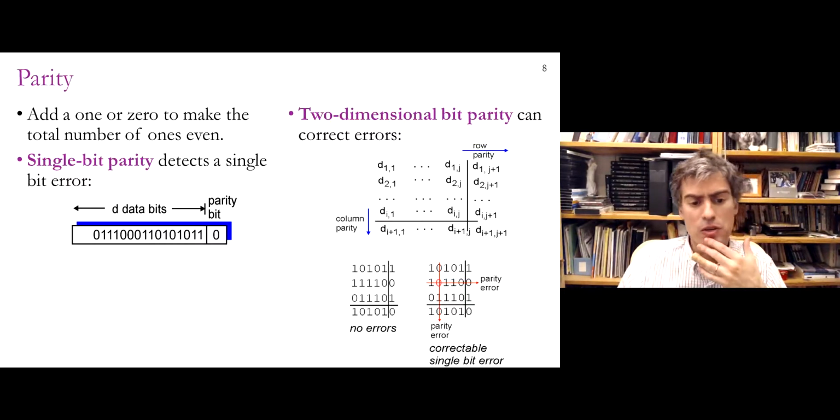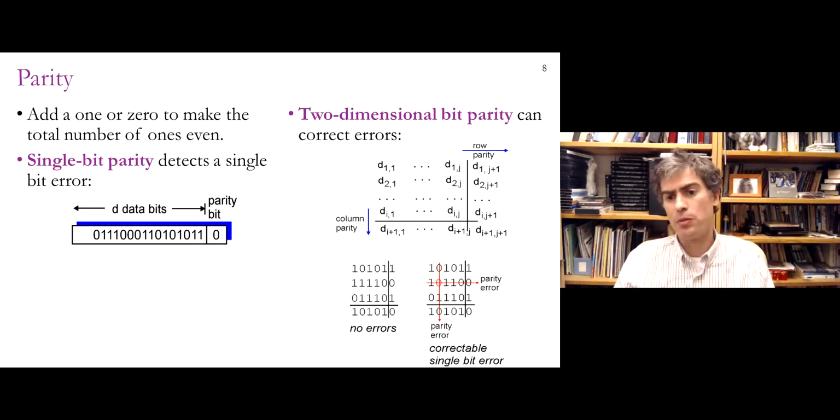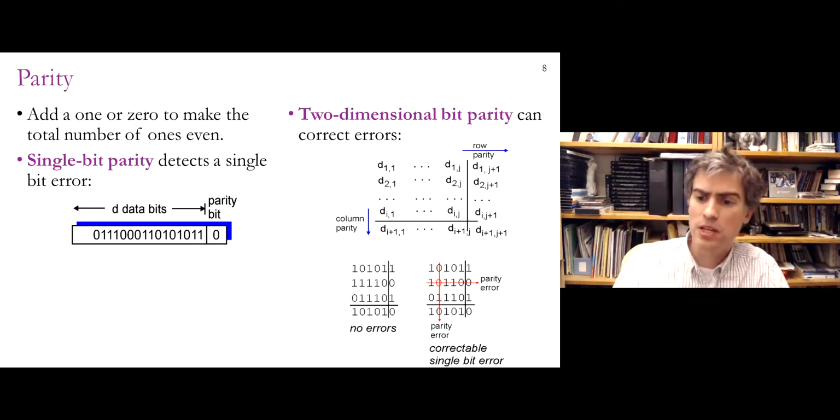We can also extend this idea to do a simple kind of error correction with 2-dimensional bit parity. In this case, we have some data, which is shown in the upper left of this matrix. We arrange it into a rectangular shape, into a matrix. And then in the rows, we compute parity. The parity is shown on the right-hand side. And in the columns, we also compute parity and put that in the bottom. And we also compute parity of the parity. This is simplest to see by looking at this example in the bottom.